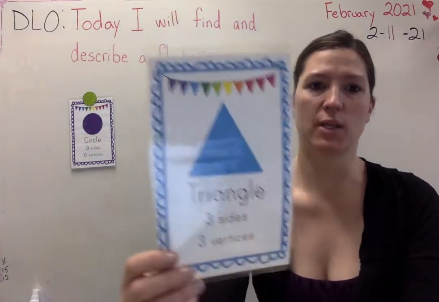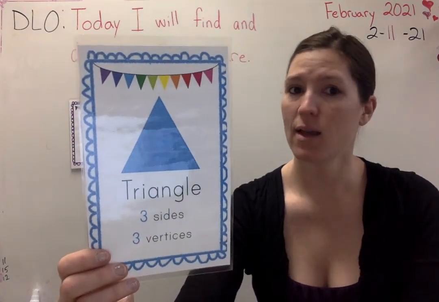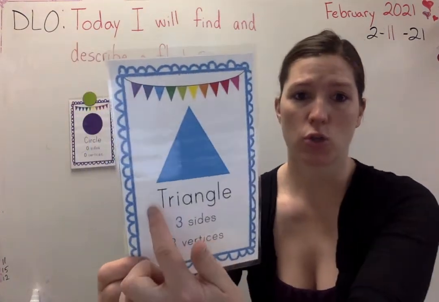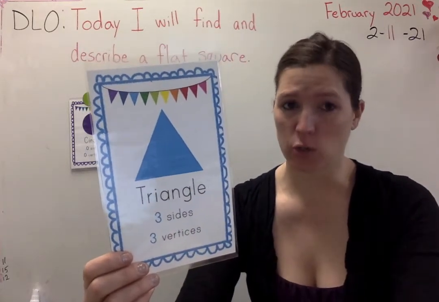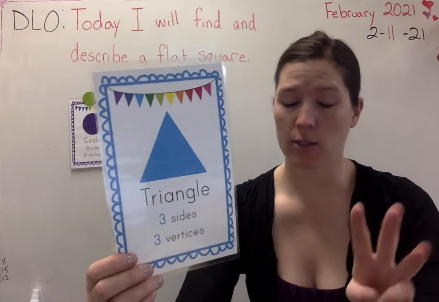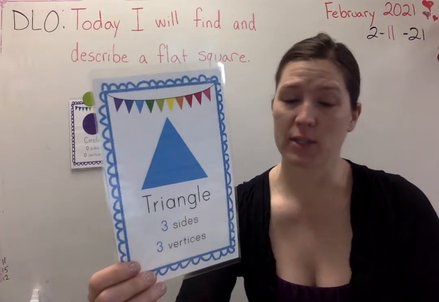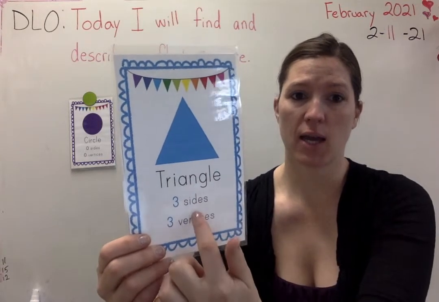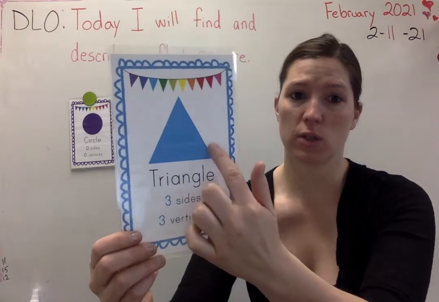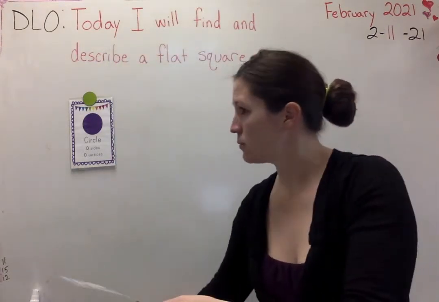Our next shape, do you know what that is? Triangle. Tri means 3. So if you've ever seen a tricycle, it has 3 tires. Or a triceratops is a dinosaur with 3 horns. A triangle has 3 sides, 3 vertices. The vertices are the corners.